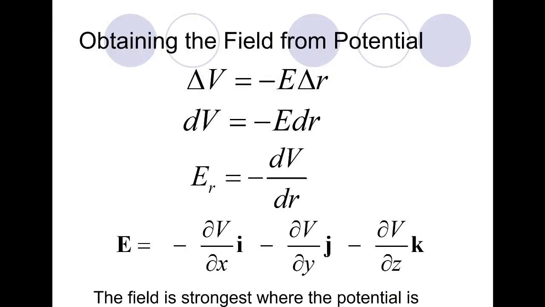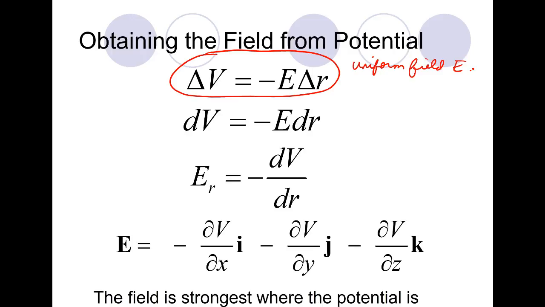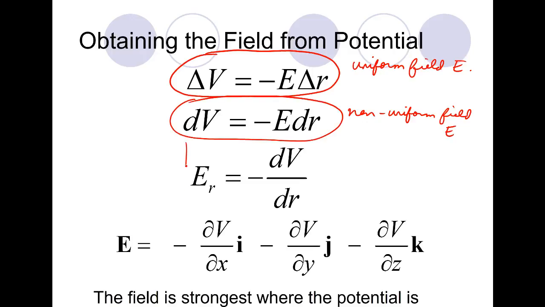Now, how do we get the electric field from the potential? There's a lot going on here. First, we know that delta V is equal to negative E delta r, where this is a uniform field. We talked about this previously. If it's not uniform, then we just break it up into pieces, and so dV is equal to negative E dr. So this is non-uniform, which means that the component of E in the r direction is negative dV dr.